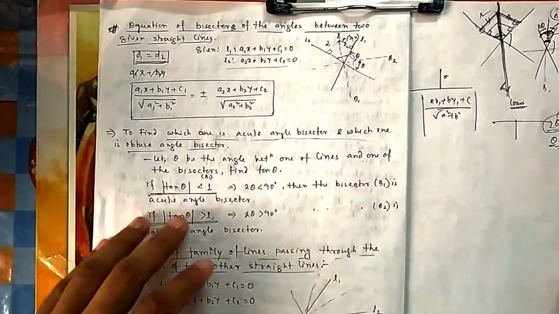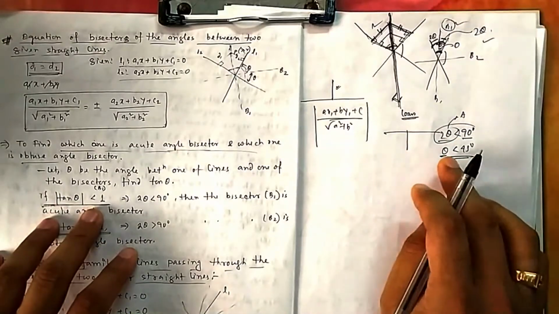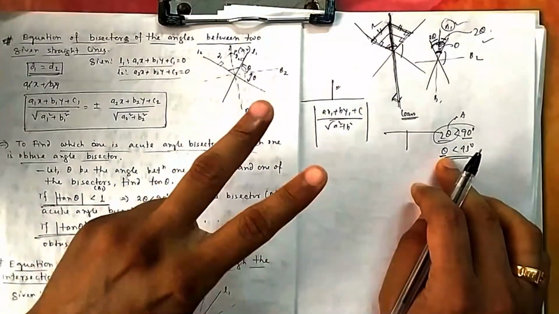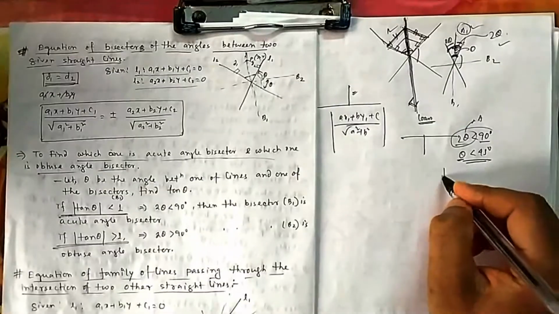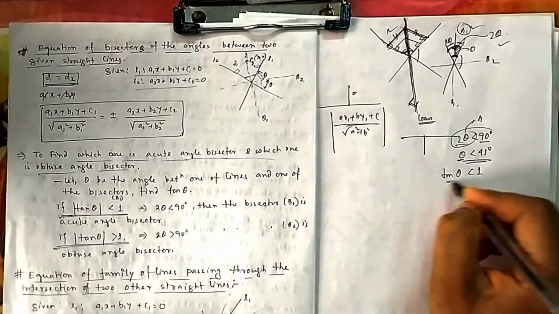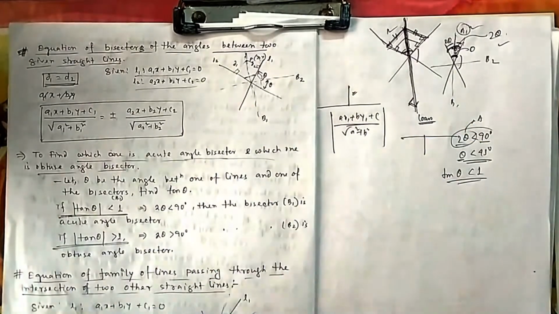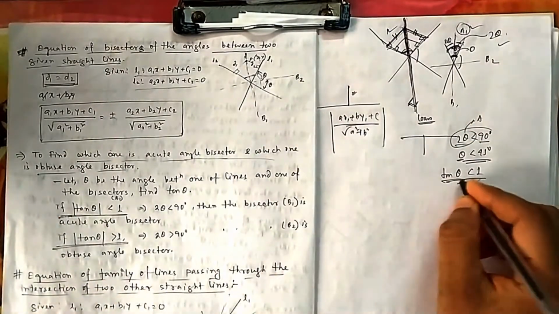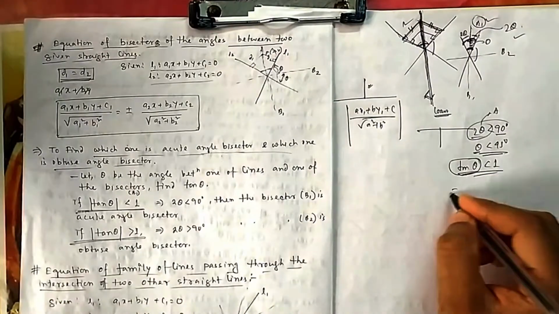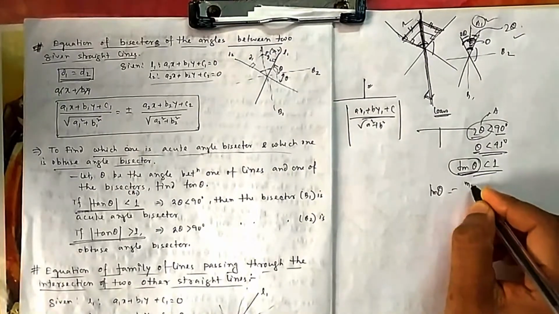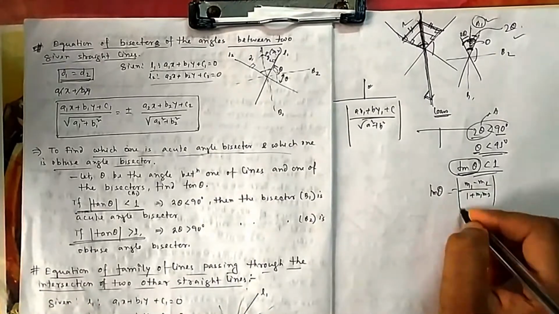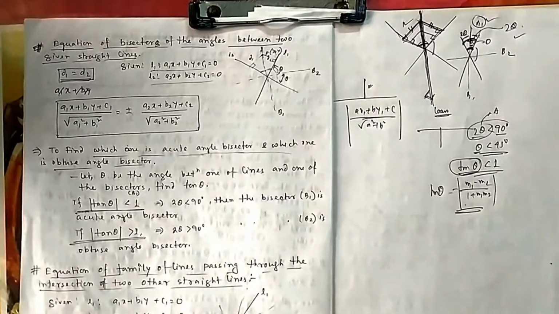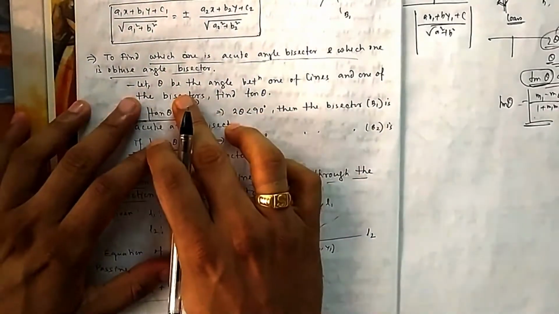If it is acute, then 2 theta should be less than 90, and the angle between the bisector and any line should be less than 45. So if it is less than 45, then tan theta is also less than 1, because tan 45 is 1 and above that it is always greater than 1. Why tan theta? Because in the angle between two lines we generally calculate tan theta, that is (m1 minus m2) by (1 plus m1 m2). So that was the idea. m1 and m2 you can get from the equations, whatever the slopes are. So that's why it is written here.